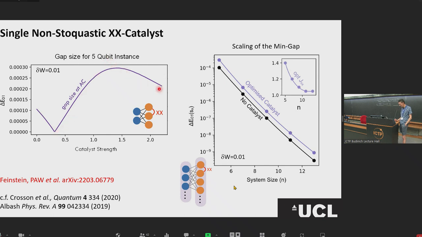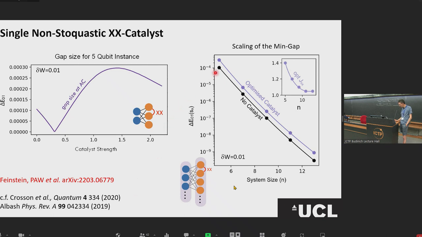And I guess, I hope I'm not saying this incorrectly, Natasha will talk more about the effect of these catalysts on the gap size on Thursday. And of course, I should point out that there's this paper by Elizabeth Crosson and colleagues where they've looked at the effect of XX catalysts on general problems, and this is consistent with that work. Sometimes it helps, sometimes it doesn't, and in general, as Elizabeth showed in that paper, the addition of the XX catalyst does not help.